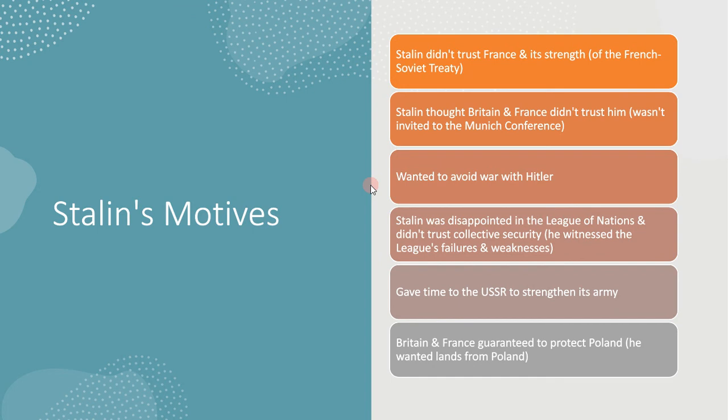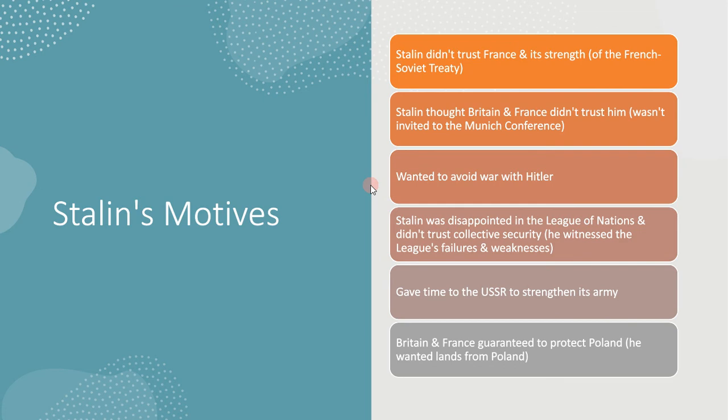Stalin was also disappointed in the League of Nations after witnessing its failures and weaknesses, because it failed to intervene in the Abyssinian crisis and the Manchuria crisis, which I'll be talking about in another video. He didn't trust collective security and felt safer this way. Not essentially on Germany's side, but he didn't want Germany to attack him. It also gave time for the Soviet Union to strengthen its army to prepare for a possible war, or to retaliate against Germany later on.